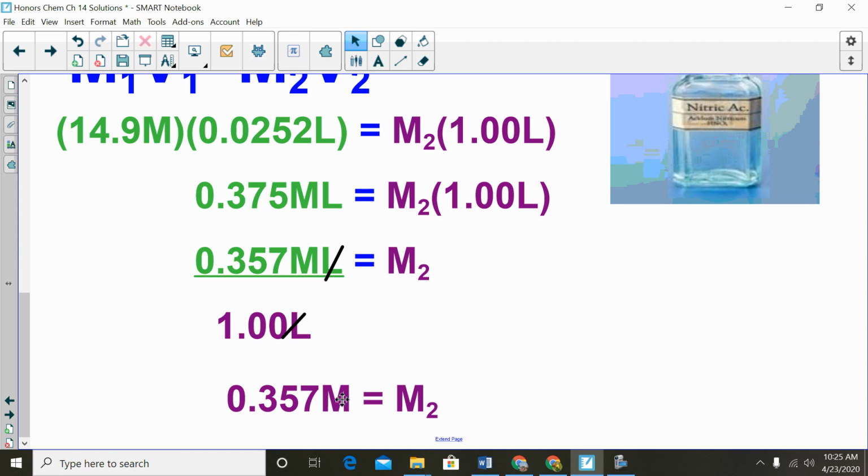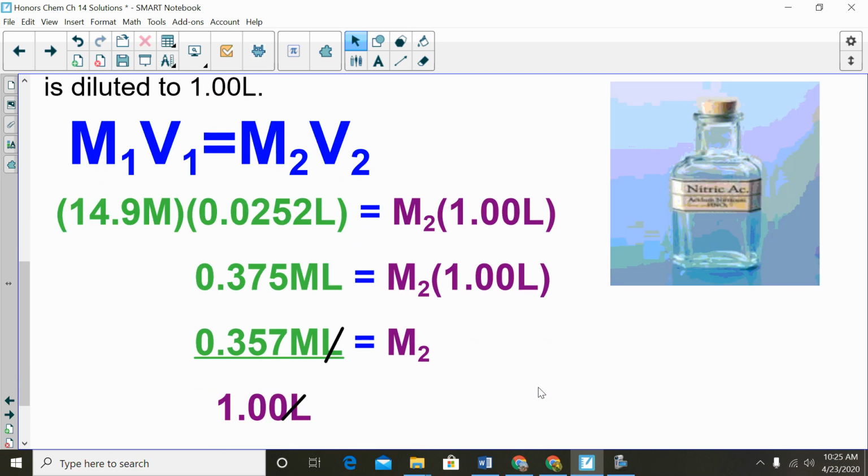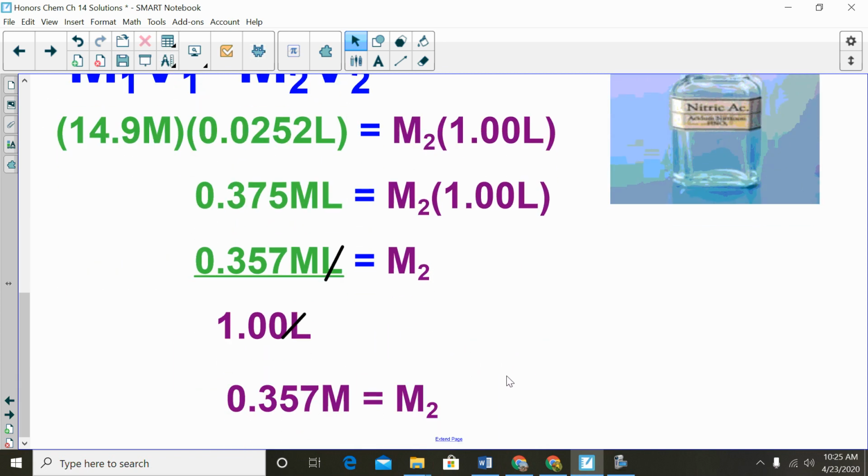And notice I do put the M next to the number. I know it equals M2, right? And you see that M there, but you need to keep that unit next to the 0.357. So what does this actually mean now? So you have a stock solution and how much of it you need for the dilution. And now after it's diluted, you're going to have a liter of 0.357 molarity. So that's much, much safer for students to use.